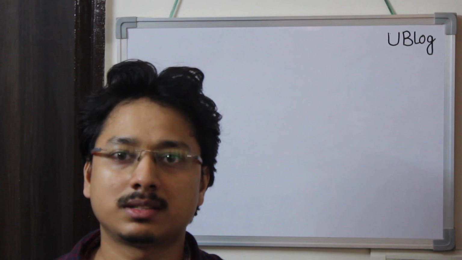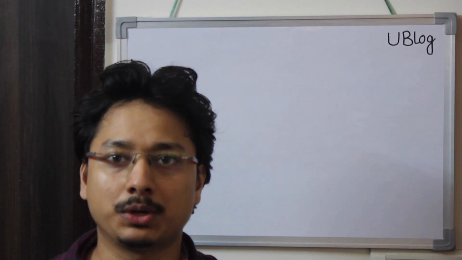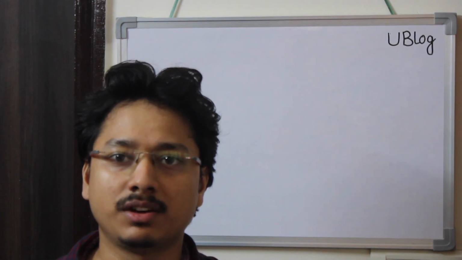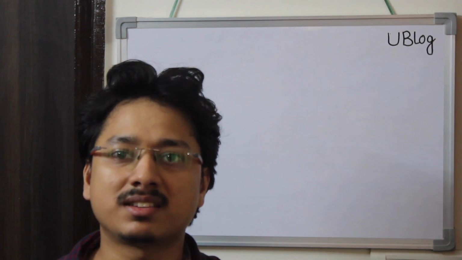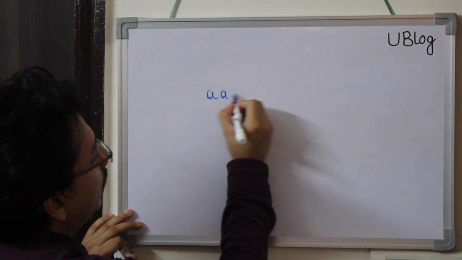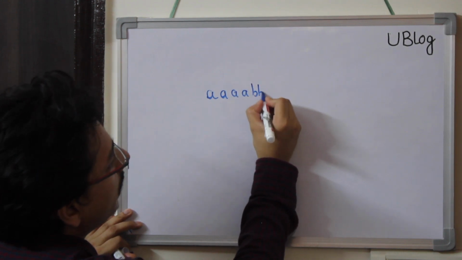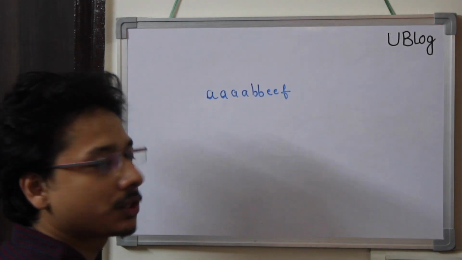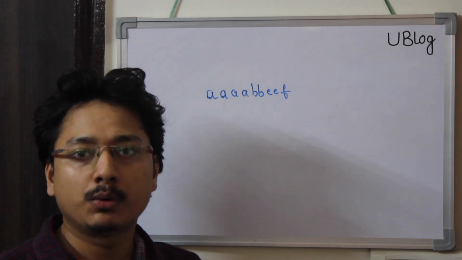So today we'll discuss a very important string scenario question. This is a frequently asked interview question, and the question is: compress a string. So basically you are given a string like this, A, A, A, A, B, B, E, E, F, and you are asked to compress this string. And how can you compress this string?